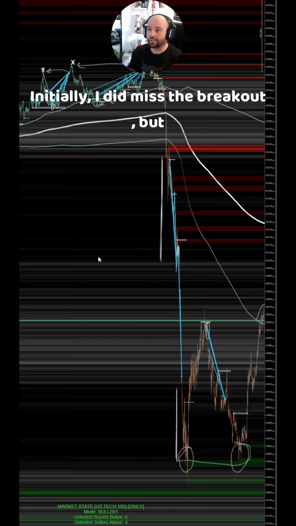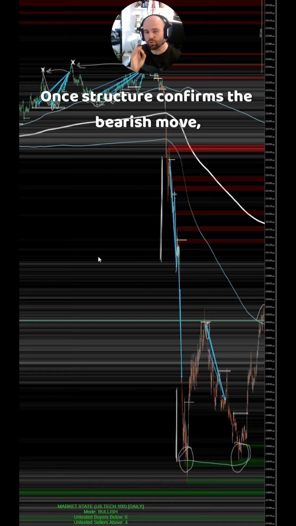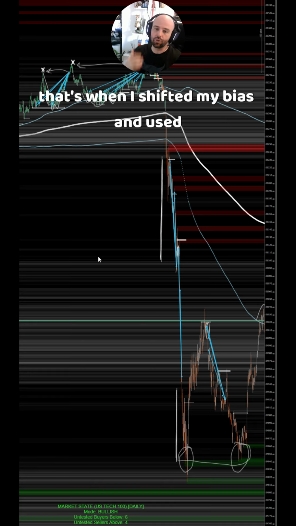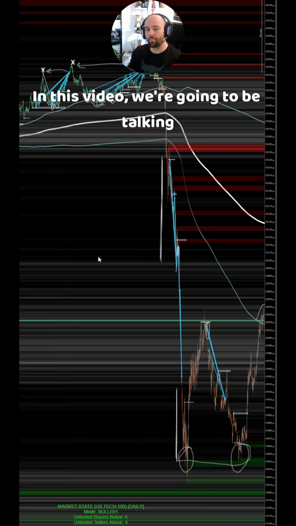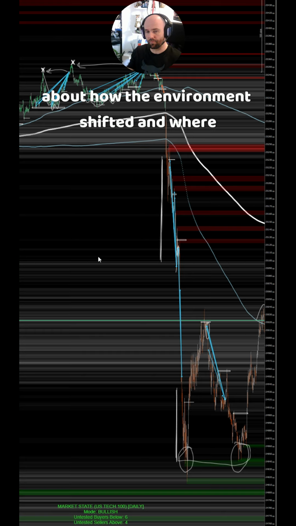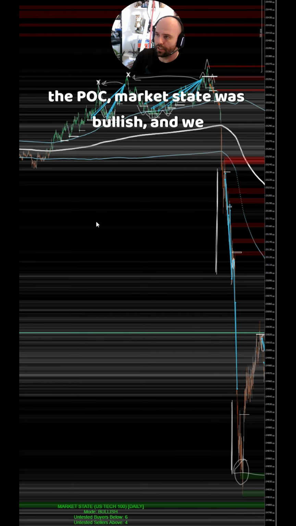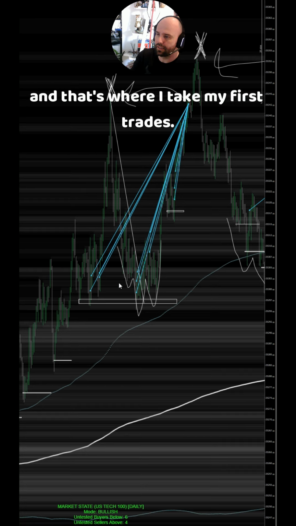Initially, I did miss the breakout, but trading isn't about catching the move first. Once structure confirms the bearish move, that's when I shifted my bias and used precision execution to capture the move lower. In this video, we're going to be talking about how the environment shifted and where the precise entries actually happened. So for context, real quick, we were above the POC, market state was bullish, and we were out of the VWAP deviations over here, and that's where I take my first trades.